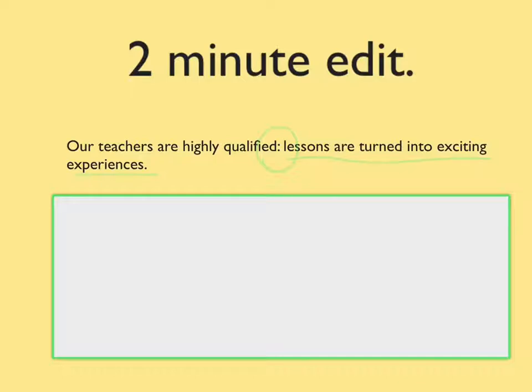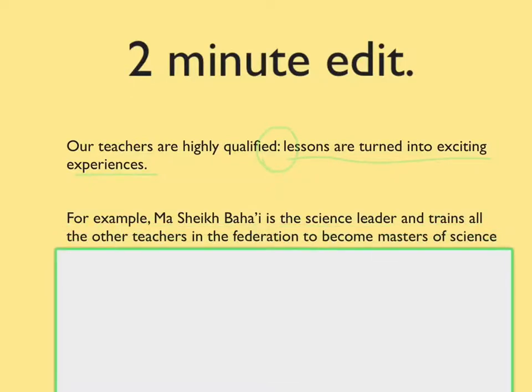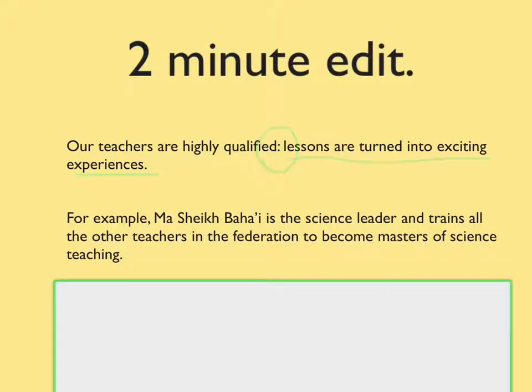Let's have a look at another example. Here I have a little longer sentence. For example, Miss Sheikh Bahai is the science leader and trains all the other teachers in the Federation to become Masters of Science teaching. How can I turn this sentence into a DD sentence? Can you spot that there are 2 clauses in here? Where would you punctuate it for it to become a DD sentence?